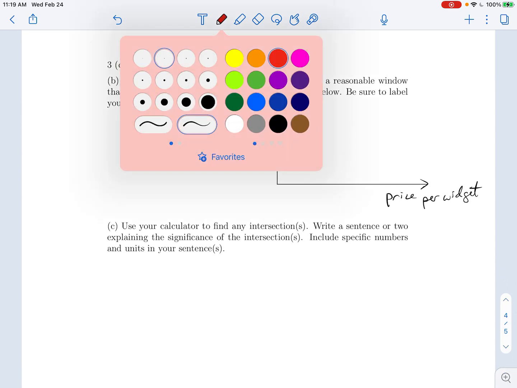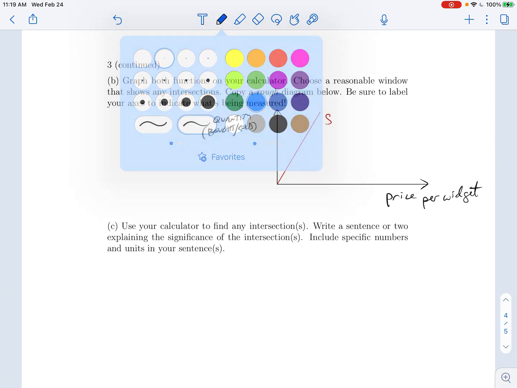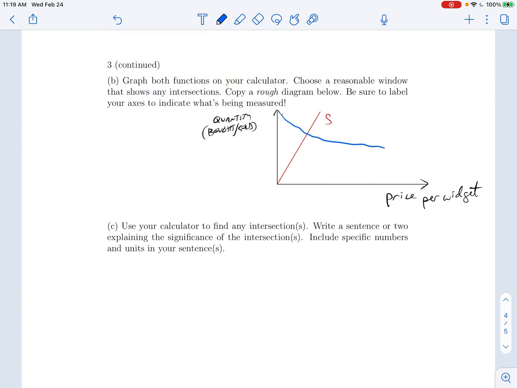So my supply graph looks like this. That one's a line. My demand graph looks like this. That one's a curve. And there's an intersection. So menu, analyze graph. Number 4 is intersection. Click left, click right, and it finds that intersection for me.